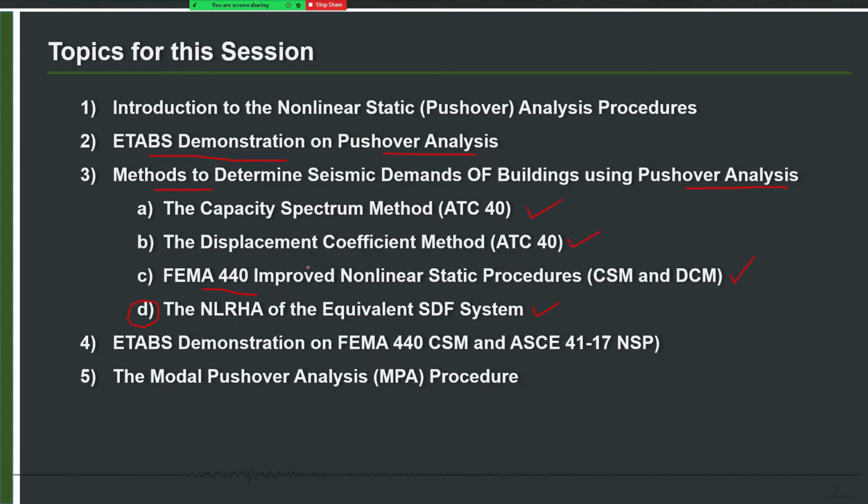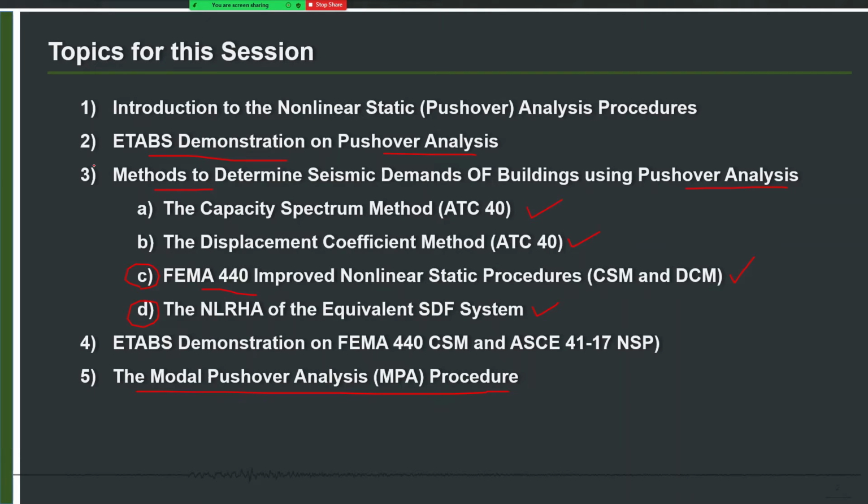Then the improved displacement coefficient method and improved capacity spectrum method. We will have an ETABS demonstration for both of these methods. And then finally, we will have an overview of modal pushover analysis, a pushover analysis which considers more than one mode shape pattern, and it may be applicable to buildings which have more contribution from the second and third modes also.